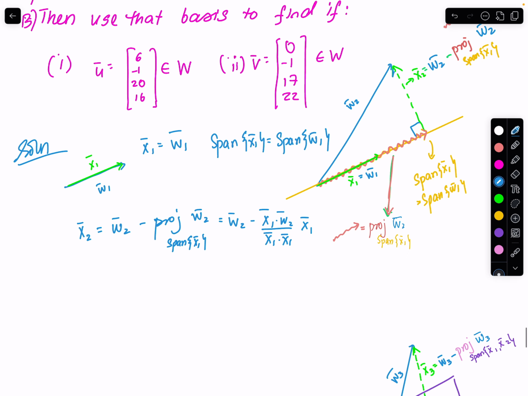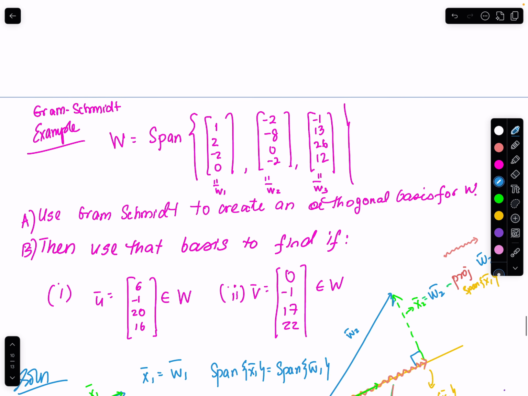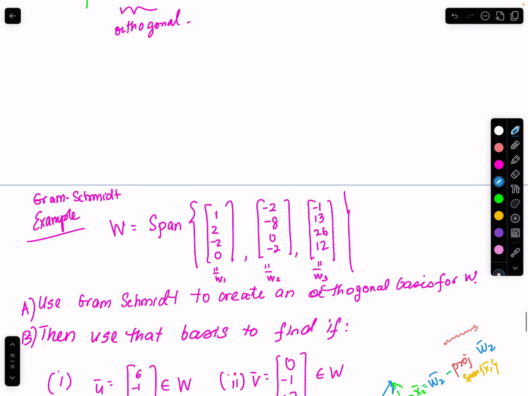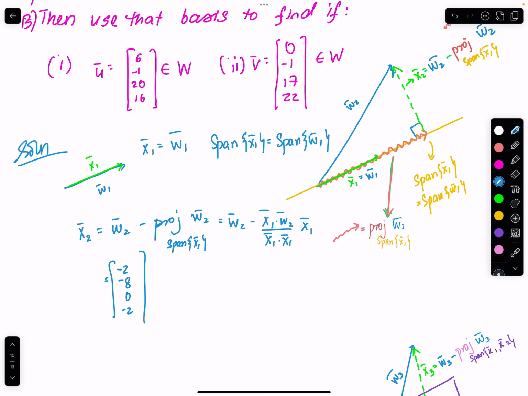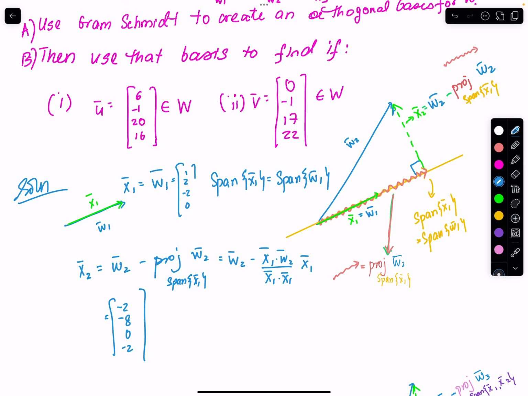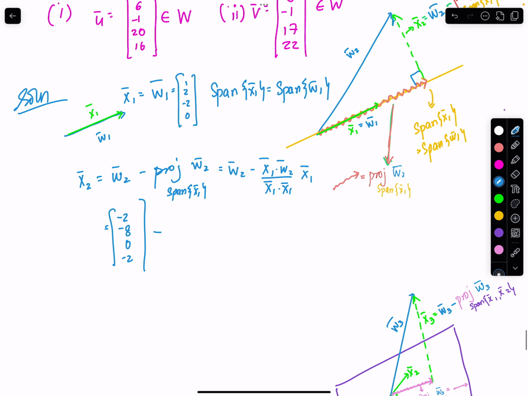All right, so let's write this down. What is the vector w2? Negative 2, negative 8, 0, negative 2. And let me write this also. The vector x1 is 1, 2, negative 2, 0. Okay, so this minus, w2 dot x1, what is that? It's minus 2 minus 16, over x1 dot x1, which is 1 plus 4 plus 4, that's 9, times the vector x1.